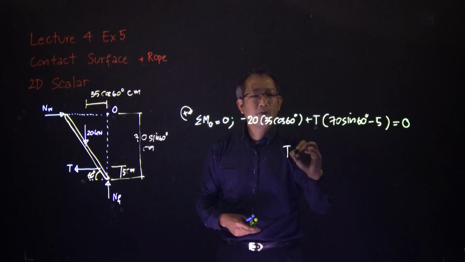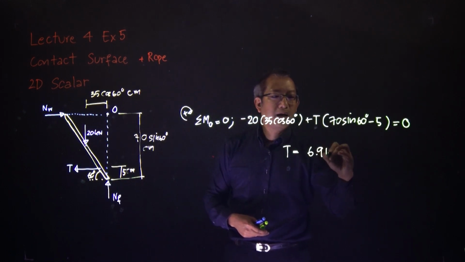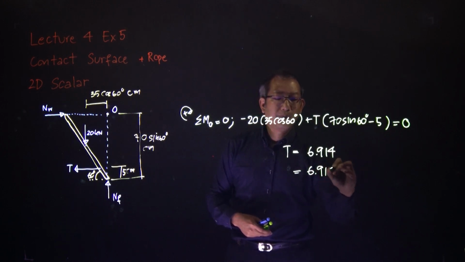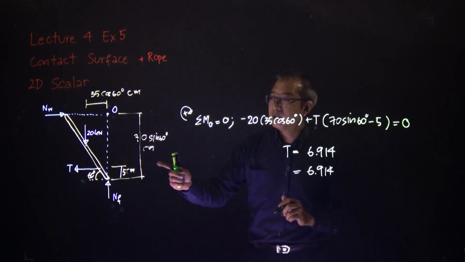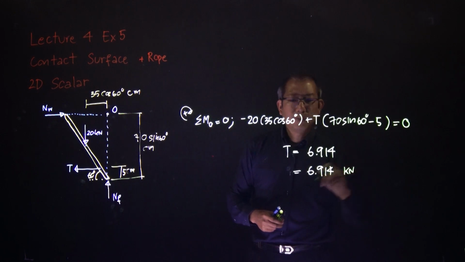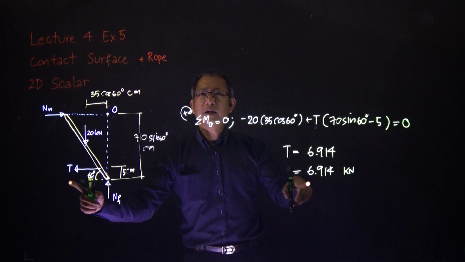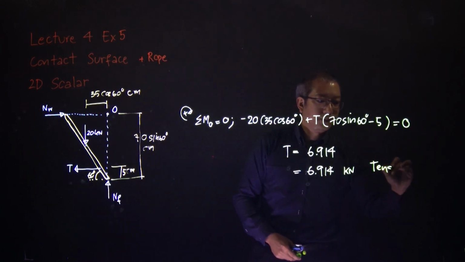So if we play around with the equation, then we work out T is equal to 6.914, since every force we're talking about here is in kilonewtons. Therefore, that one is in kilonewtons. Positive means we assumed tension, and it's really a tension. Therefore, tension.